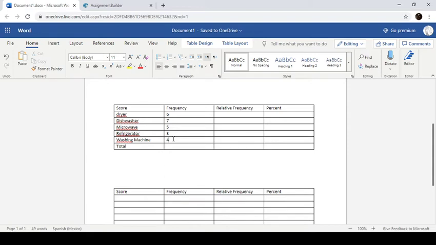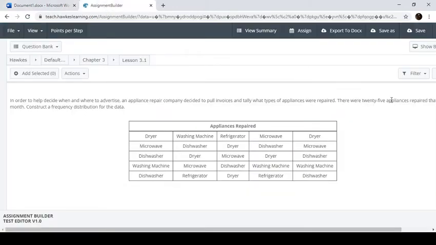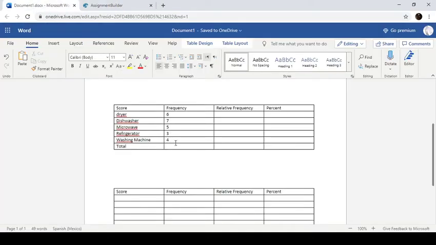So now that we have all of our frequencies, a good idea is to take those frequencies and add them. Because if you add all of them up, it should be equal to the amount of data points you have. And we know that it says there were 25 appliances that were repaired at the company. So we should have 25 data points, so these should add up to 25. So let's go ahead and just add them, make sure that everything's good. So 6 plus 7 plus 5 plus 3 plus 4, and we do indeed get a sum of 25. So we've got all of our data points in.